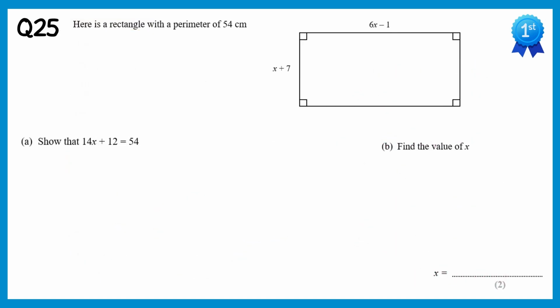In this question, we're asked to show that 14x plus 12 equals 54, and we're told the perimeter of the rectangle is 54. So let's work out an expression for the perimeter of the rectangle.